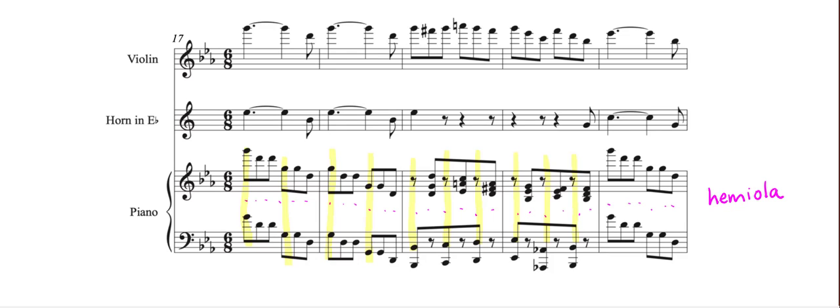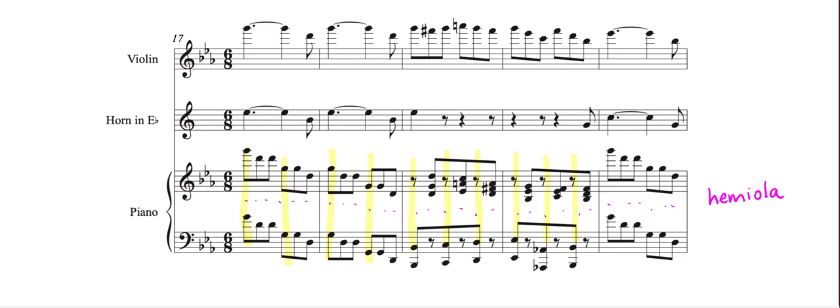Did you hear that? It went 1, 2, 3, 4, 5, 6, 1, 2, 3, 4, 5, 6, over and over. So go ahead and go back on the website and just keep listening to the example because I just think these hemiolas are super.